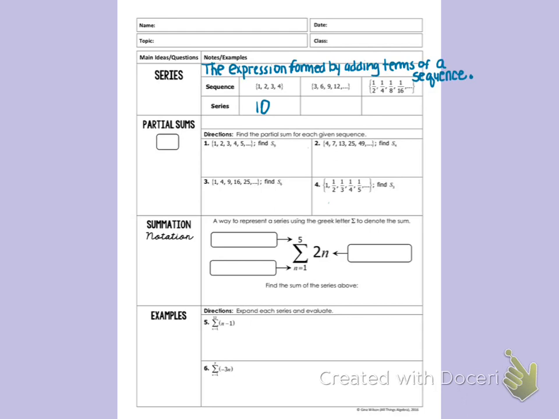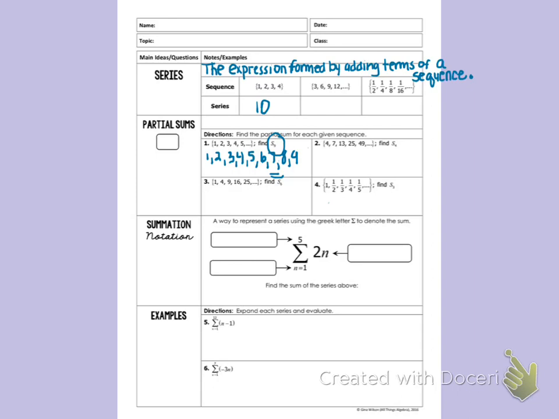So let's say in example number 1, I wanted to find this S sub 9. What that really means is that I want to find the sum of the first 9 terms. Well, let's see what the pattern is. I've got 1, 2, 3, 4, 5, and the next one's 6, then 7. That's the first, second, third, fourth, fifth, sixth, seventh, eighth, and ninth term. And so those are the first 9 terms. I'm just going to simply add those numbers all up.